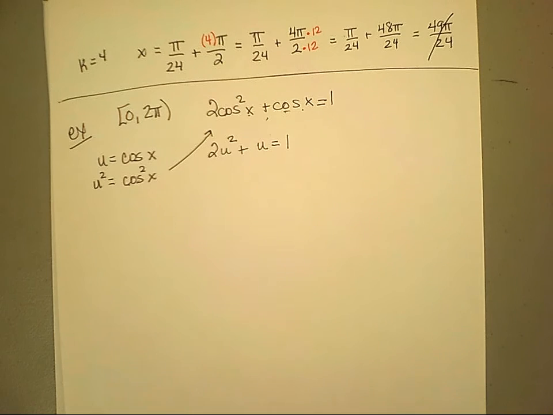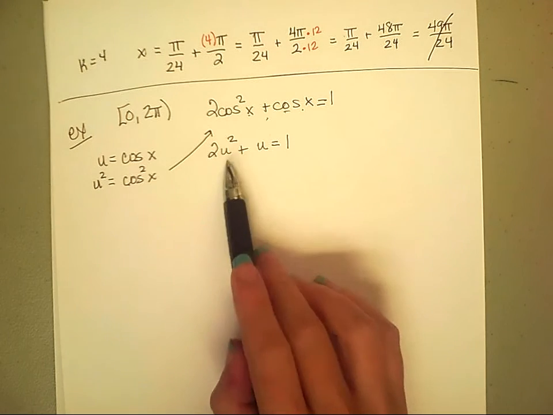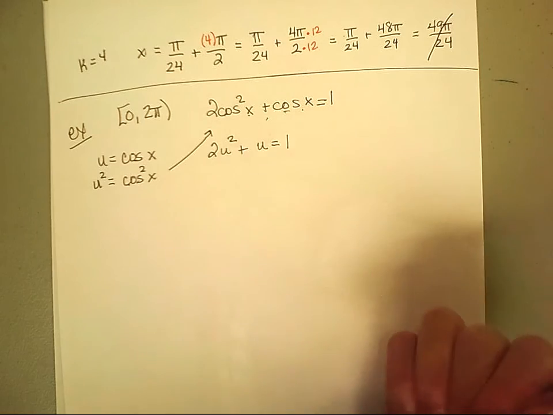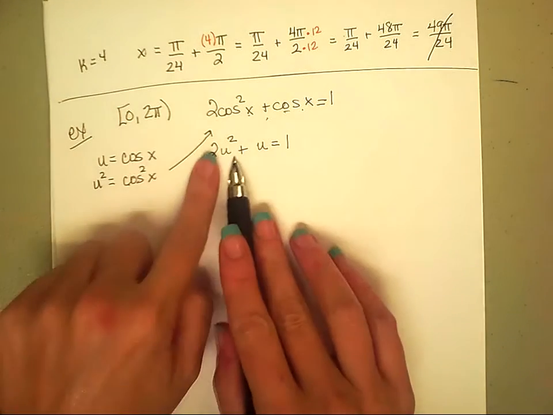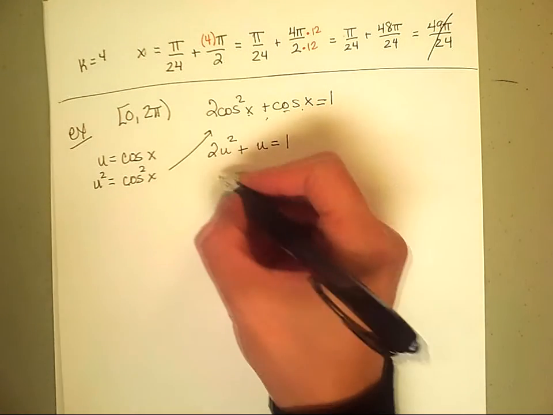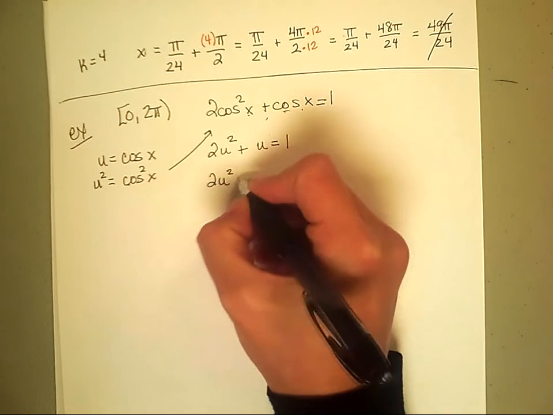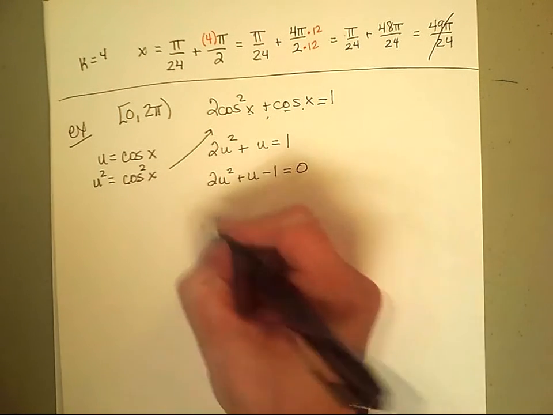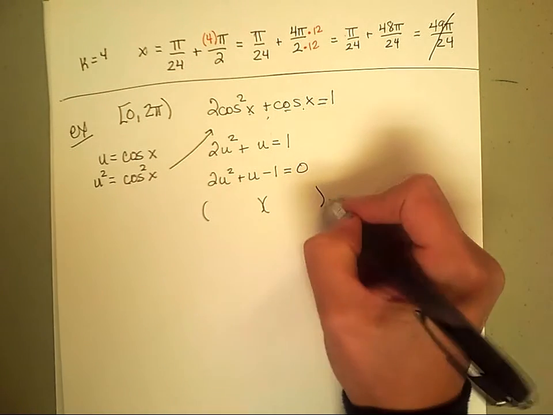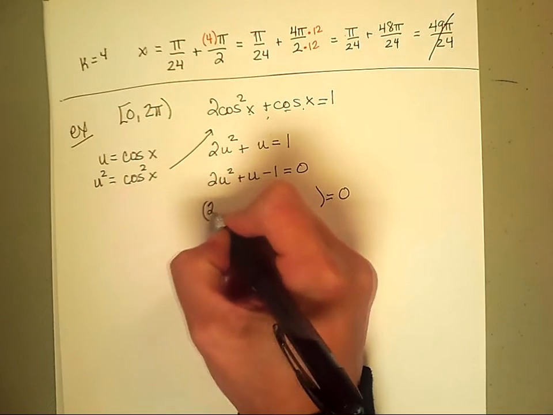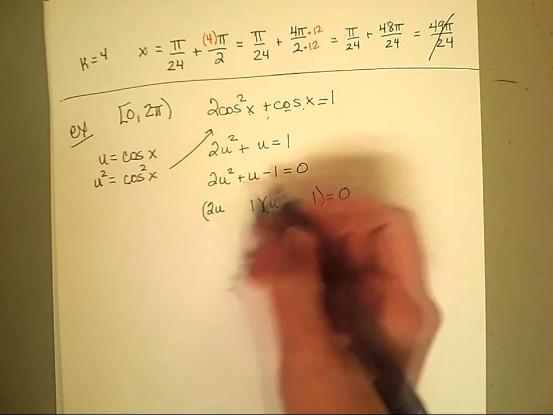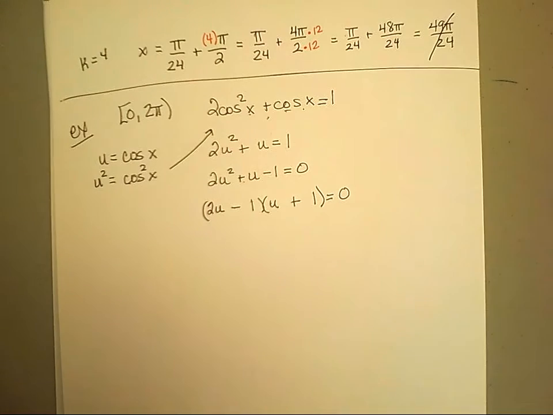And from here we can see that it's quadratic. Okay. This is quadratic in u. This is quadratic in cosine. But this represents that. So if we were to solve this one, we'd get 2u squared plus u minus 1 equals 0. And now this will actually factor. So we get 2u and a u, and we need 1 and 1, plus and minus.